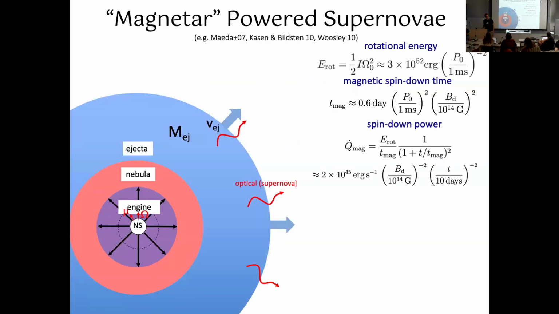So maybe they have these magnetars in the center that were born in the explosion. You could replace the magnetar with the black hole, which was accreting. And if you knew what energy the black hole was injecting, you could play the same game. This has been done.